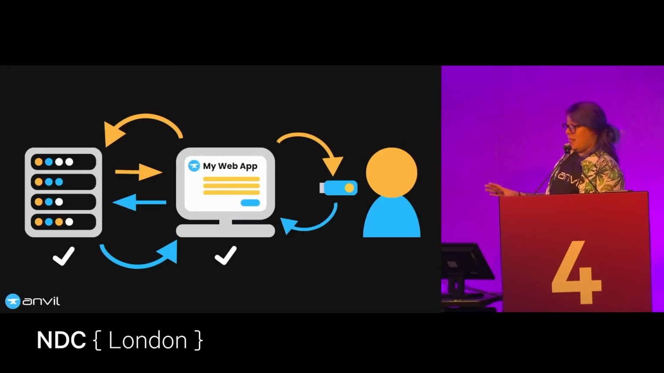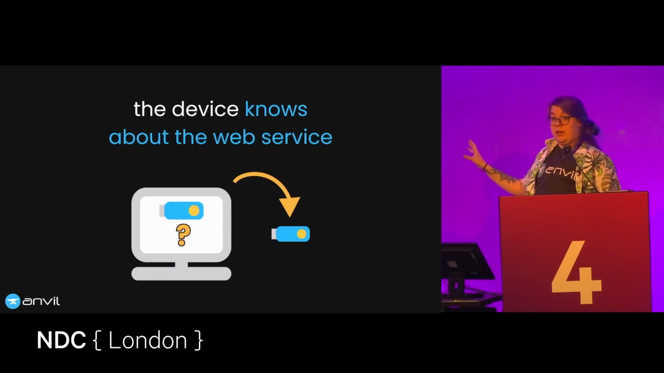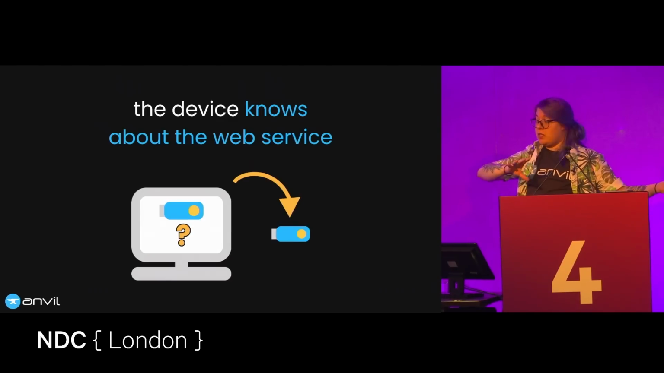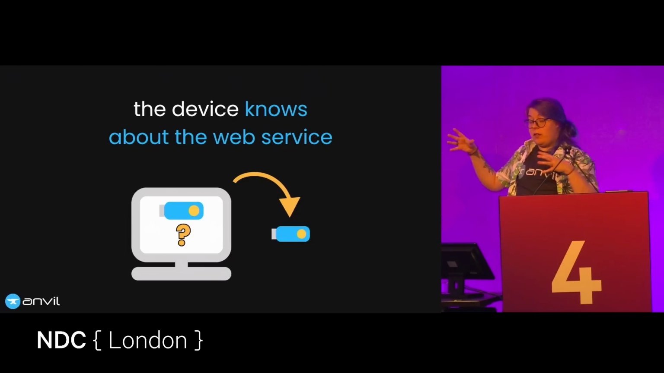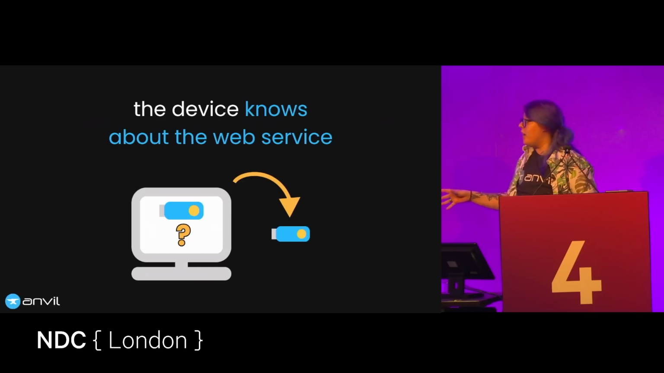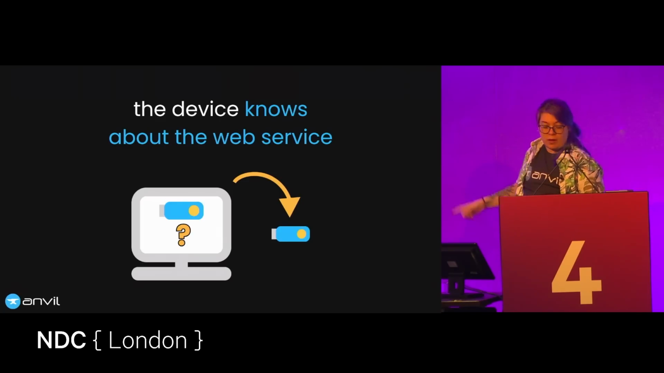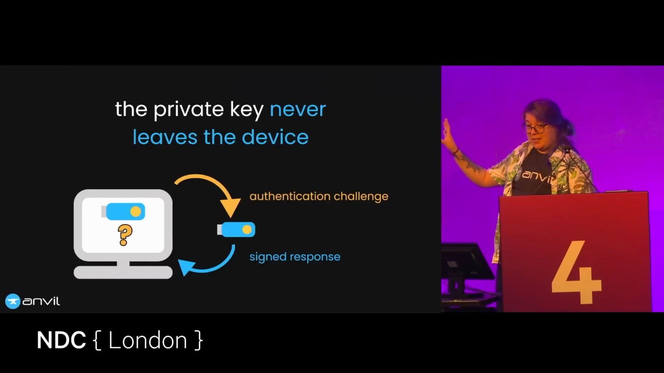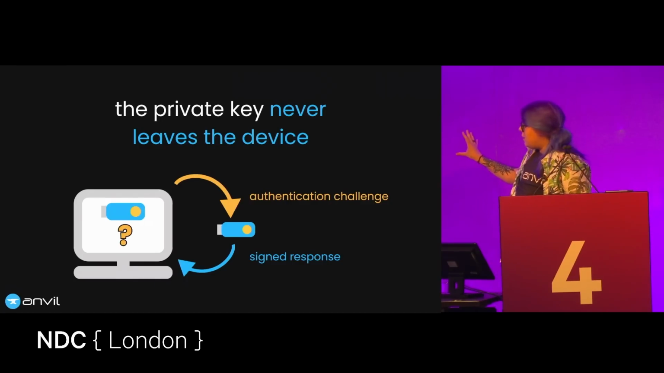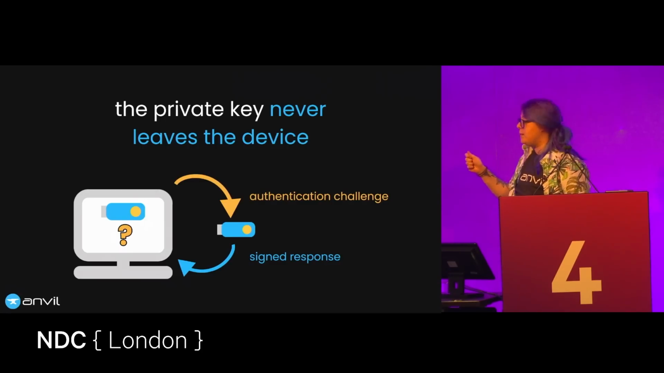And there are some really interesting things about this flow, one of which is that this device knows about the web service. That authentication challenge from the server was passed directly onto the device itself. And one of the things this does is gives you very strong protection against the phishing attacks that I mentioned earlier. Your hardware token is much, much better at spotting fake websites than you are. Another thing is that the private key never leaves this device. All the processing is done on the device itself. That authentication challenge is signed within that hardware, not your computer.